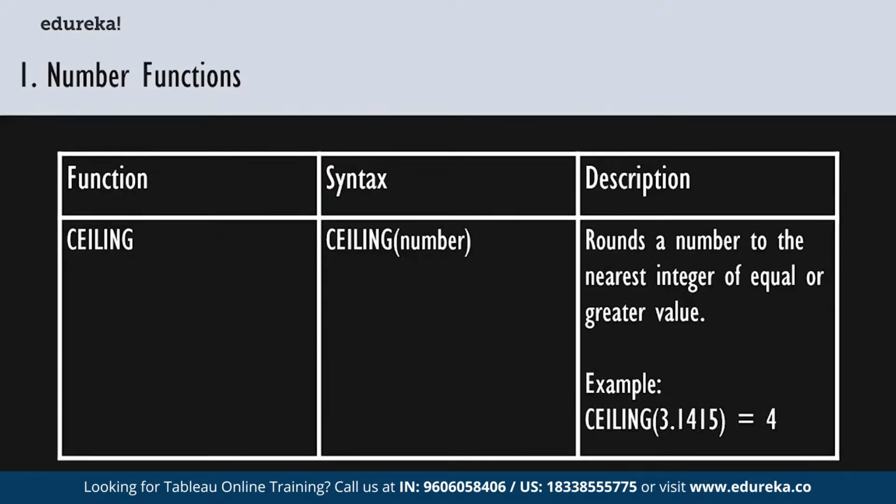Next, we have ceiling. Now, basically what it does is when you pass a decimal number to ceiling, it is going to round it off to the nearest integer of equal or greater value. So if I give it 3.26 or something, it's going to round it off to straight up 4. Now, these are available in a couple of data sources, like Microsoft Excel and text files and statistical files, but they are also not supported by a few popular sources such as Microsoft Access and Amazon Aurora, and so on and so forth.